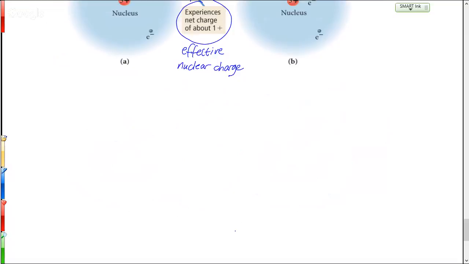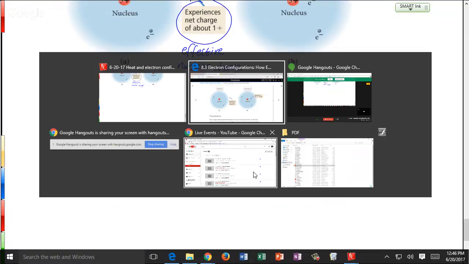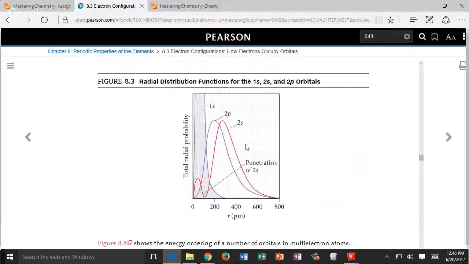This explains what we've talked about so far, the ordering of the orbitals. And I'm not going to pull these in, but we can just look at them.